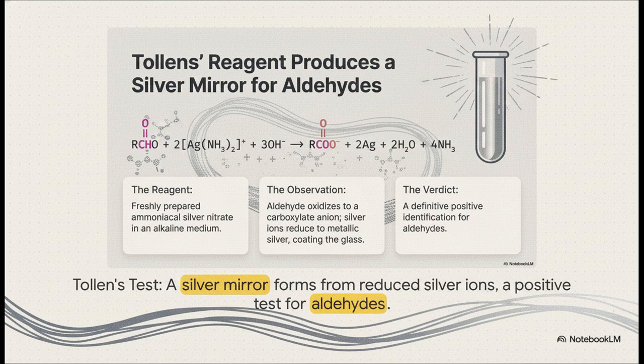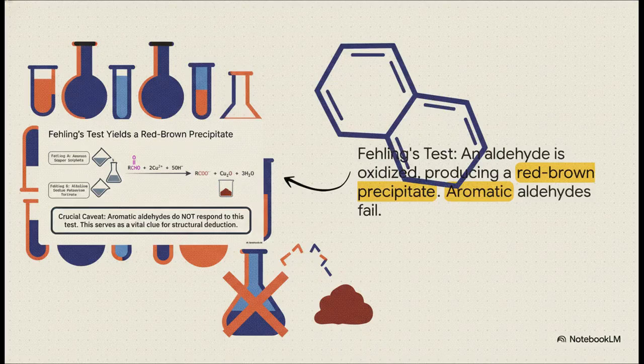The reagent has silver ions floating in it. If there's an aldehyde around, it gets oxidized, and in return, it gives electrons to the silver ions, turning them into pure, solid silver. And that silver coats the inside of the test tube, creating this beautiful mirror. You see a mirror, you've got an aldehyde. Ketones, nothing happens.